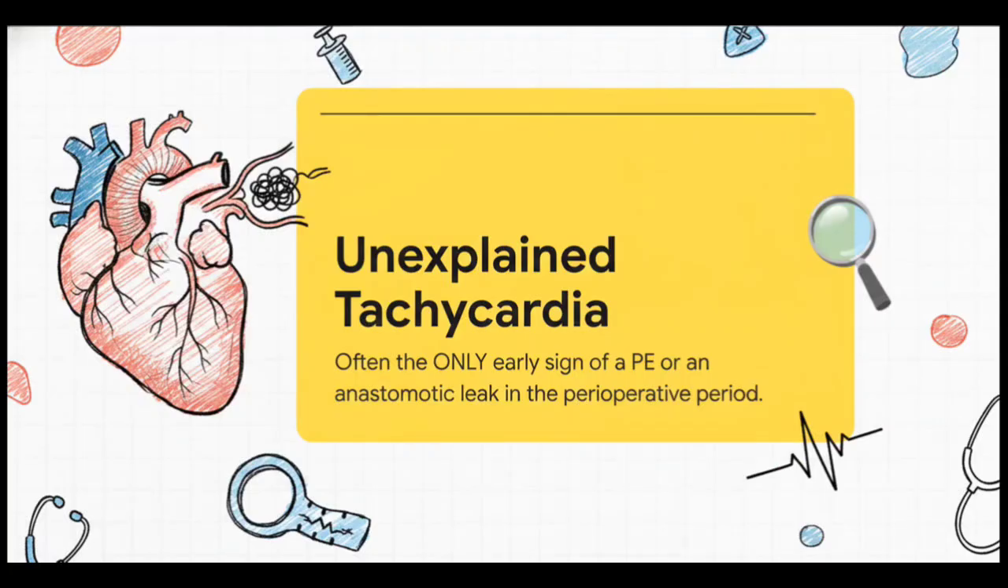This next point is a classic exam favorite. If your post-op patient has unexplained tachycardia, you must promptly investigate. Why? Well, because unexplained tachycardia is often the very first, and sometimes literally the only early presenting sign for either a pulmonary embolism or a devastating anastomotic leak at the gastrojejunostomy, which happens in about 2% of cases. Never, ever ignore a fast heart rate in these patients.